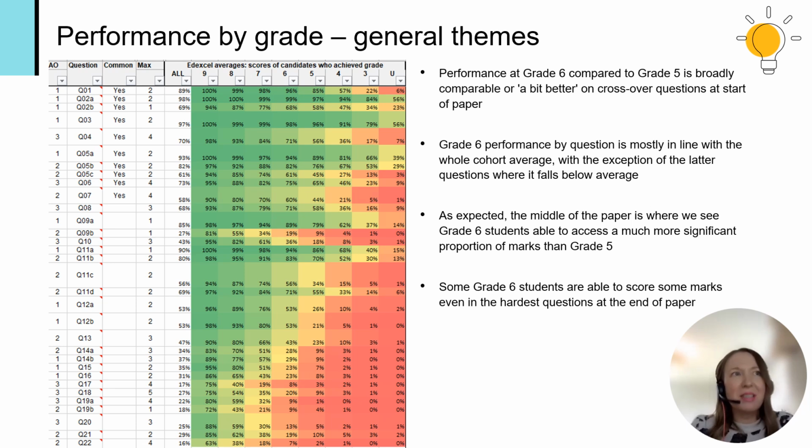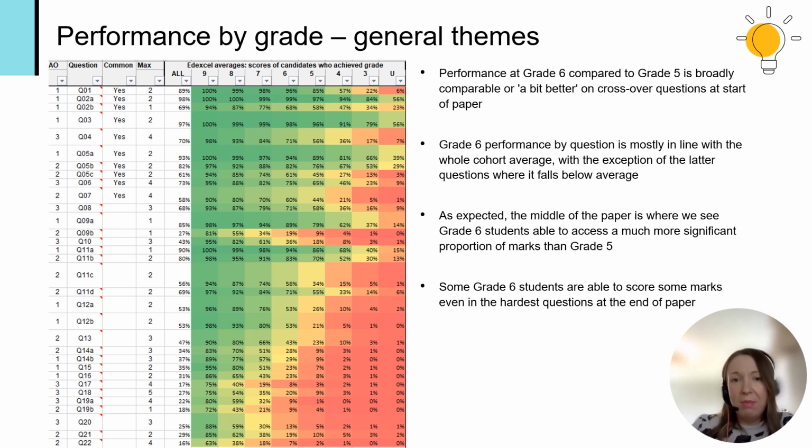We get some obvious exceptions. For example, where a question has performed particularly poorly, it has been challenging for the whole cohort. On here, for example, question 9b. Or a question has actually performed maybe better than expected, so for example, question 11d here.